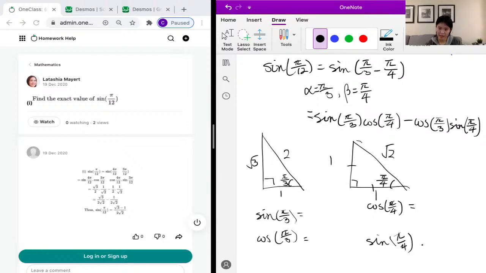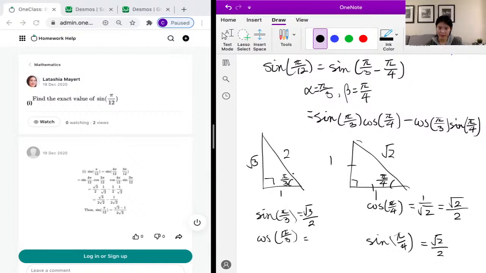We know that cosine is adjacent over hypotenuse. So for the angle pi over 4, the adjacent side is 1 and the hypotenuse is root 2, so we have 1 over root 2. Multiplying both the numerator and the denominator by root 2, we get root 2 over 2. Similarly, for the sine of pi over 4, we have opposite 1 over hypotenuse root 2, so 1 over root 2, which simplifies to root 2 over 2. For the angle pi over 3, the opposite side is root 3 over the hypotenuse 2, so sine of pi over 3 is root 3 over 2.